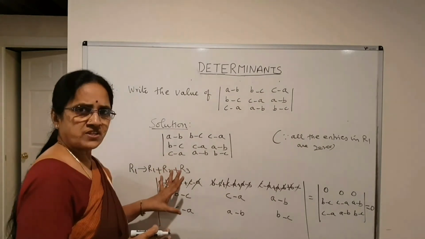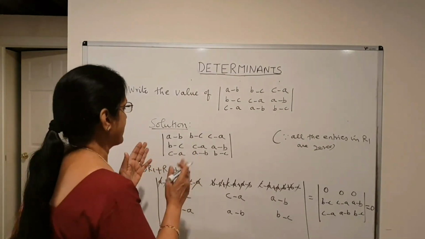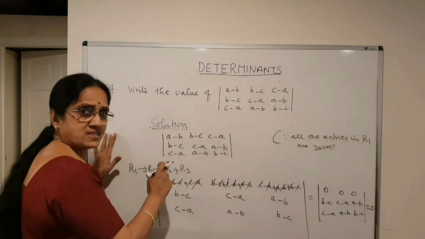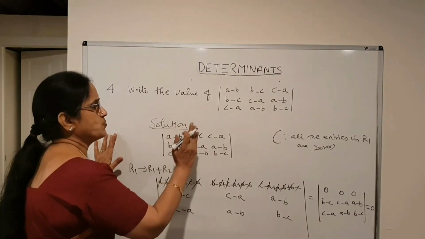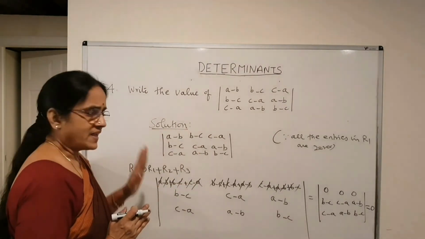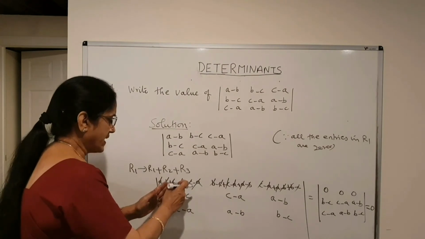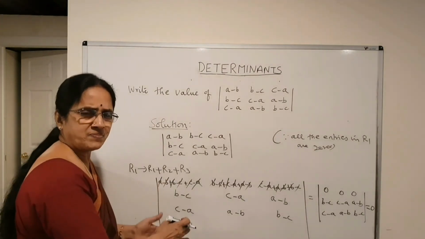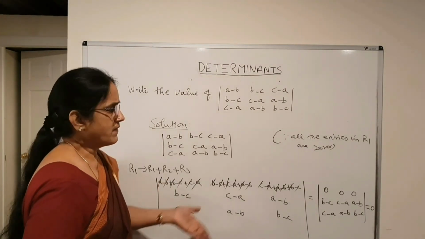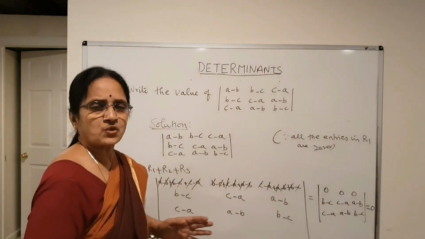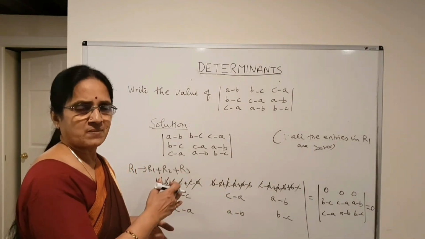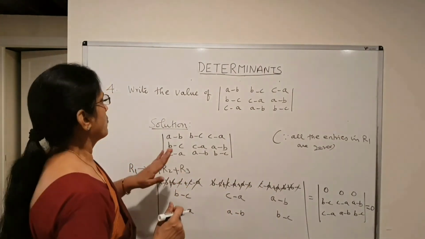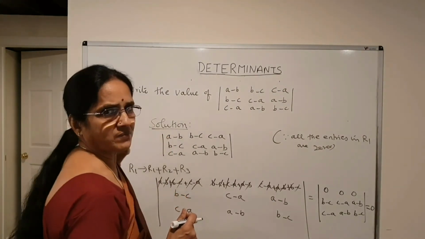So it's a very easy question. Even you can think in this manner. You can write your C1 as C1 plus C2 plus C3. In that case, what will happen? All the entries in the first column will become 0. So the value of the determinant is going to be 0. That is the other way of looking at the same sum. Okay. Now, we will move on to question number 5.